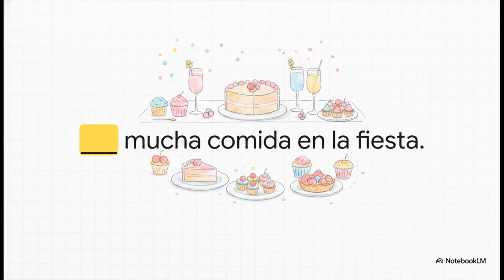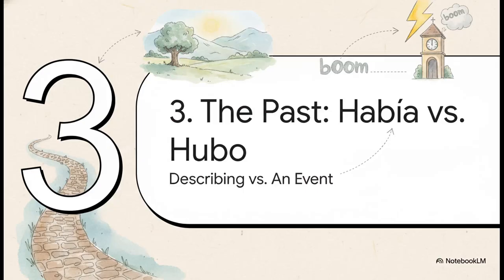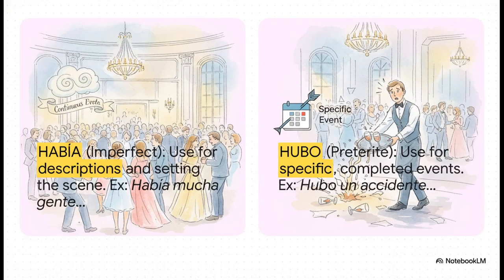So the big takeaway here is singular, plural, doesn't matter. It's always hay. All right, so we've got the present tense down. But what about the past? Well, this is where things get a little more interesting. To say there was or there were, Spanish actually gives us two different options, había and hubo. So how in the world do you tell them apart?